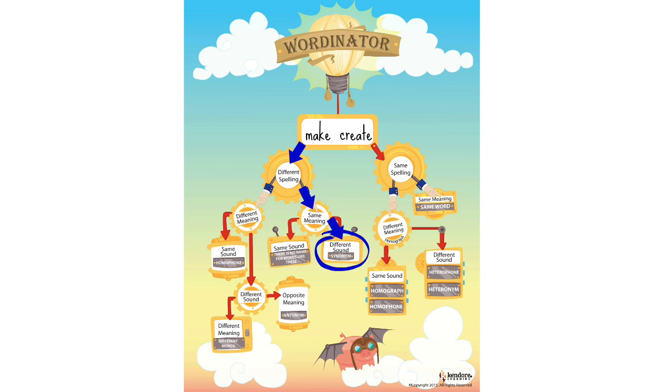Another example would be tale and tail, T-A-L-E and T-A-I-L. So if we go through the Wordinator, we would have same spelling or different spelling. They're going to have a different spelling. Same meaning or different meaning. They're going to have different meanings. Same sound, we end up with a homophone, which means same sound.